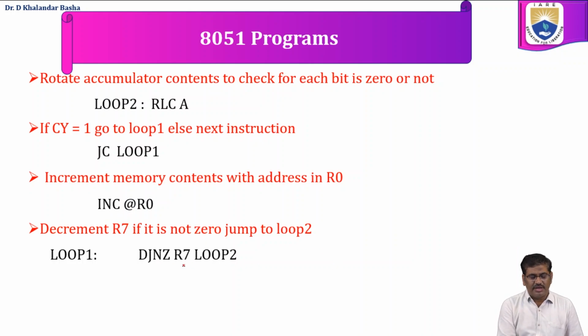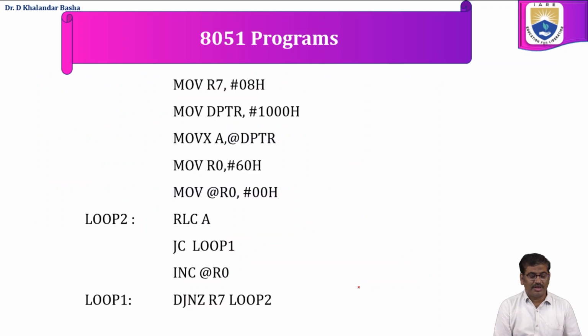Next, as 8 bits we need to check, we will write DJNZ R7, loop 2. So for every iteration, R7, that is the count, will be decremented by 1. If it is non-zero, go to loop 2. So this loop will be iterated until all the bits are checked. Now we will see the program at a glance.